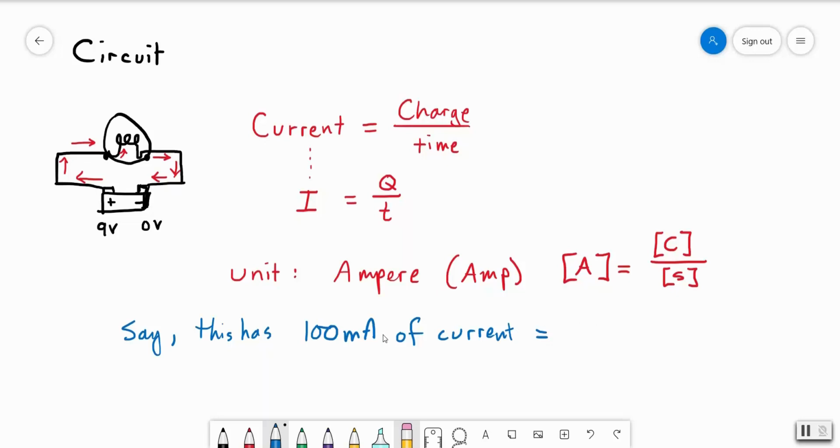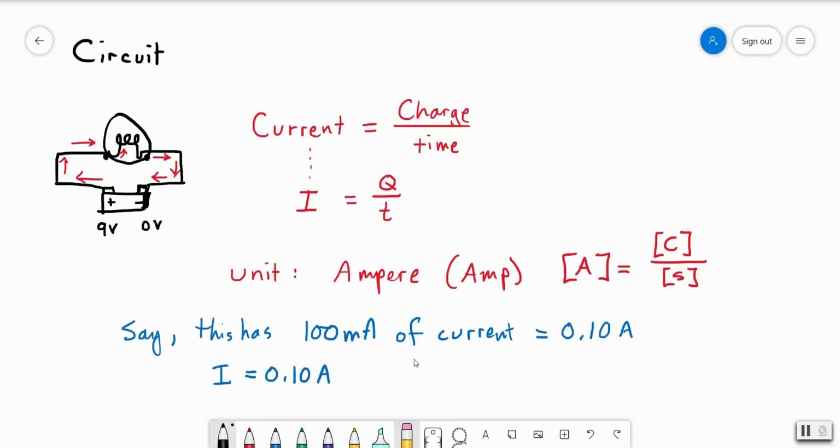We know a milli is equal to 1,000th. So 1,000th of an amp is 1 milliamp, so we would need to move our decimal over by 3. If you do your unit conversion, you will find that to be 0.1 amps of current. Let's write that down. I equals 0.1 amps of current.